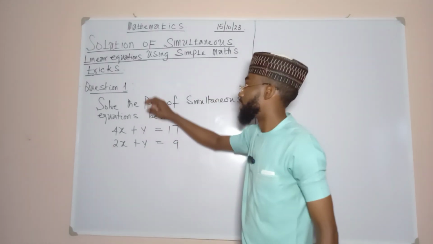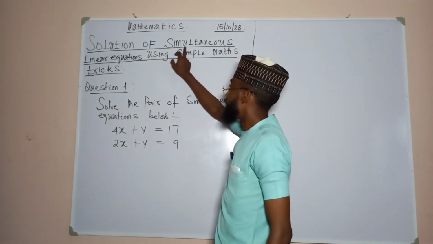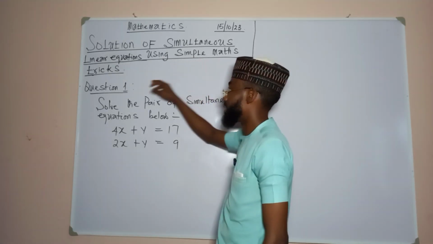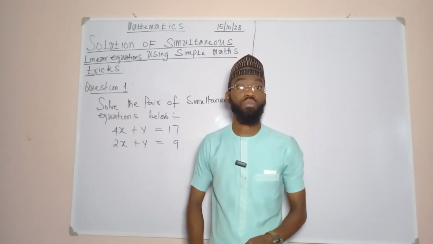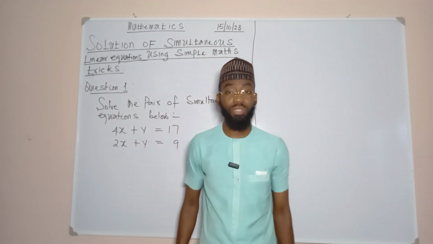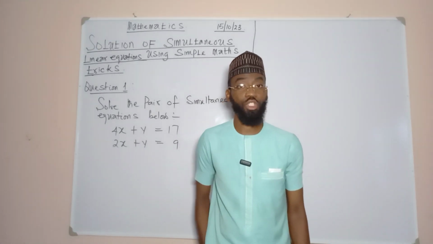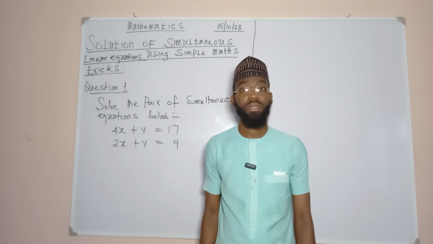Today, we are going to be talking about the solution of simultaneous linear equations using simple math tricks. Basically, we have two methods we use in solving simultaneous equations. The first one is the substitution method, and the second one is the elimination method.